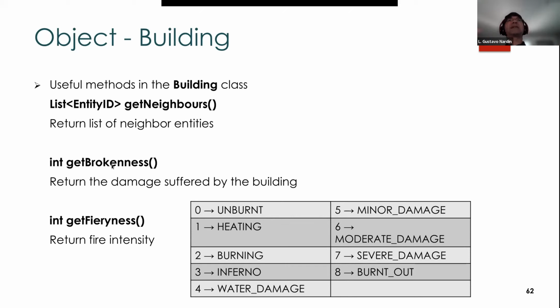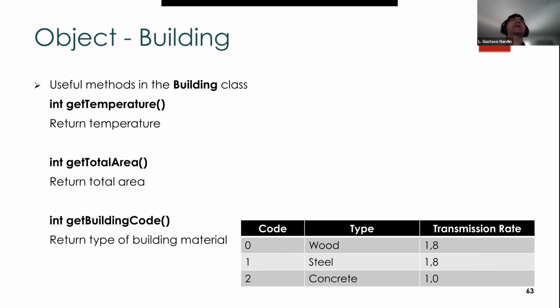Get brokenness gets the damage suffered by the building, and get fieryness will return a number from 0 to 8, which have these meanings that are in the slide. So 0 means that it was unburnt, and 8 means that it's burnt out. These numbers are represented with different colors in the viewer, and the agent can get that information programmatically.